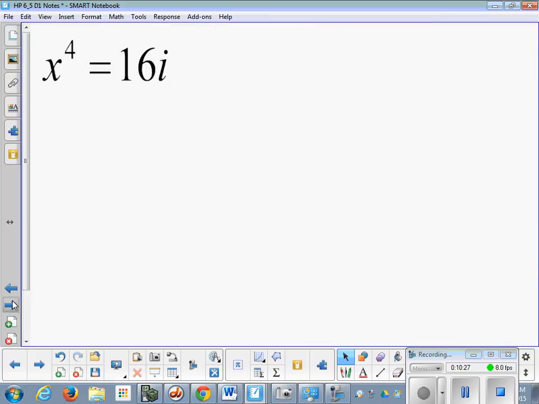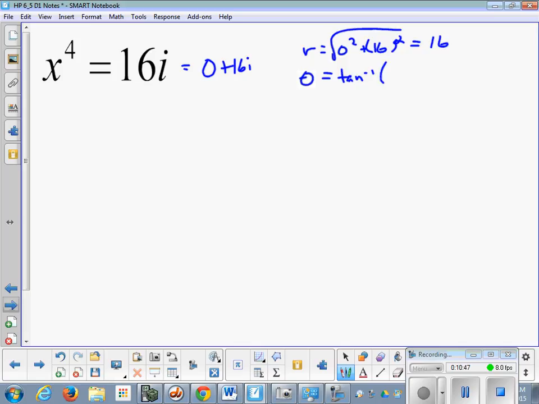Let's try another one, see if we can make this a little smoother. So first I'm going to convert to polar. 0 squared plus 16 squared, square root is 16, and theta is tan inverse. Now remember, this is 0 plus 16i, so it's 16 over 0, which is undefined. The angle whose tangent is undefined is 90 degrees. So we're going to go 16 at 90, and I'm taking that to the 1/4 power.